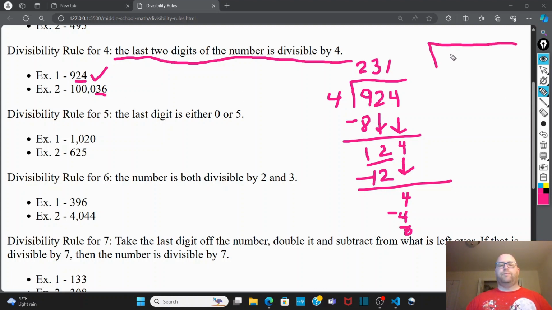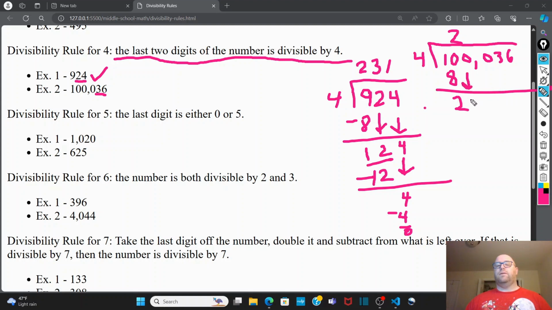Okay, next one we're going to set up here. We might need a little extra room for this one, but we've got 100,036. We're dividing that by 4. 4 doesn't go into 1. It does go into 10 twice. 2 times 4 is 8. 10 minus 8 is 2.